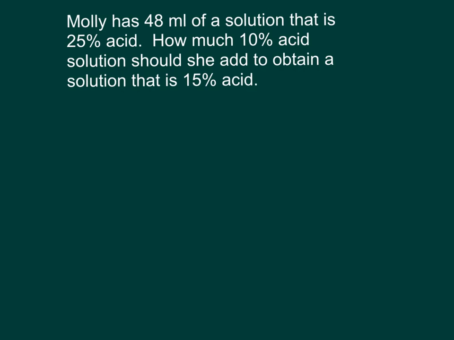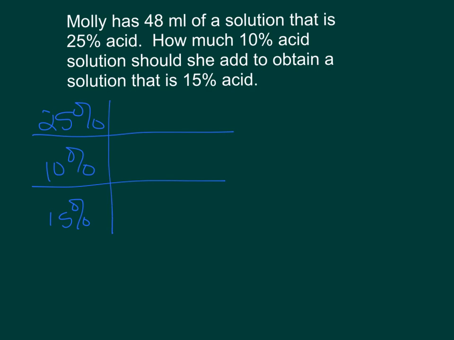Okay, so try this problem and then come back and see how we should do it. So we have Molly has 48 milliliters of solution that is 25% acid. How much of a 10% acid solution should she add to obtain a solution that is 15% acid? Okay, so our chart's going to be, we have a 25% solution, acid. We're adding a 10% solution acid, and we're trying to get a mix that is 15%.